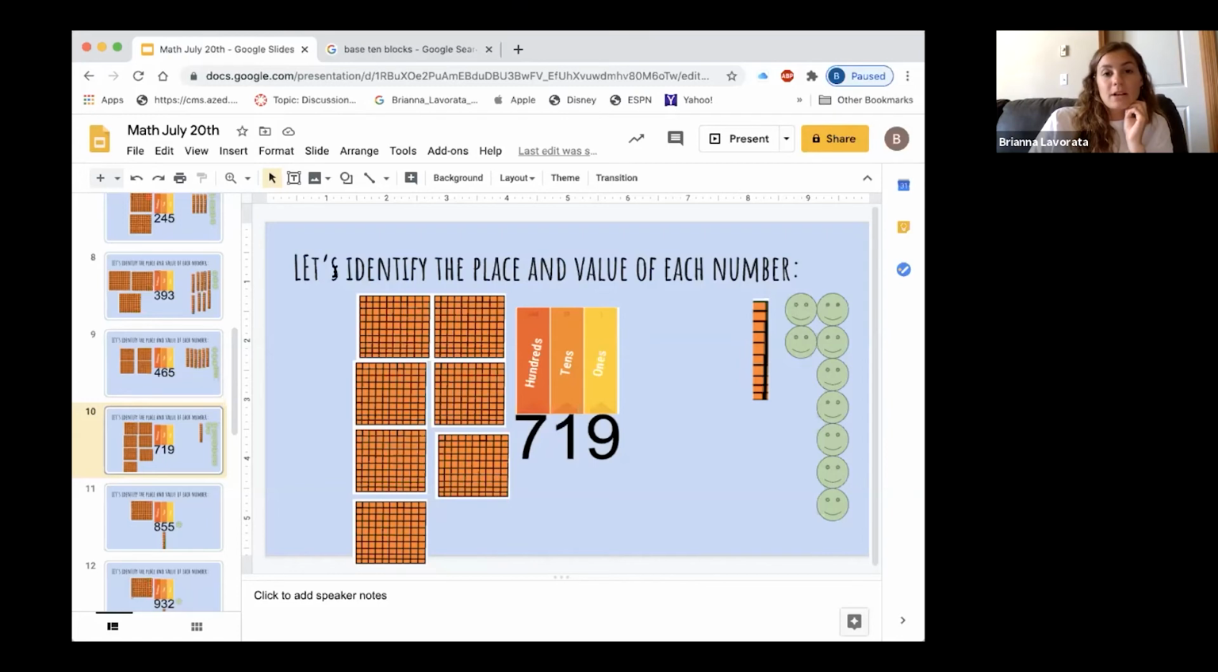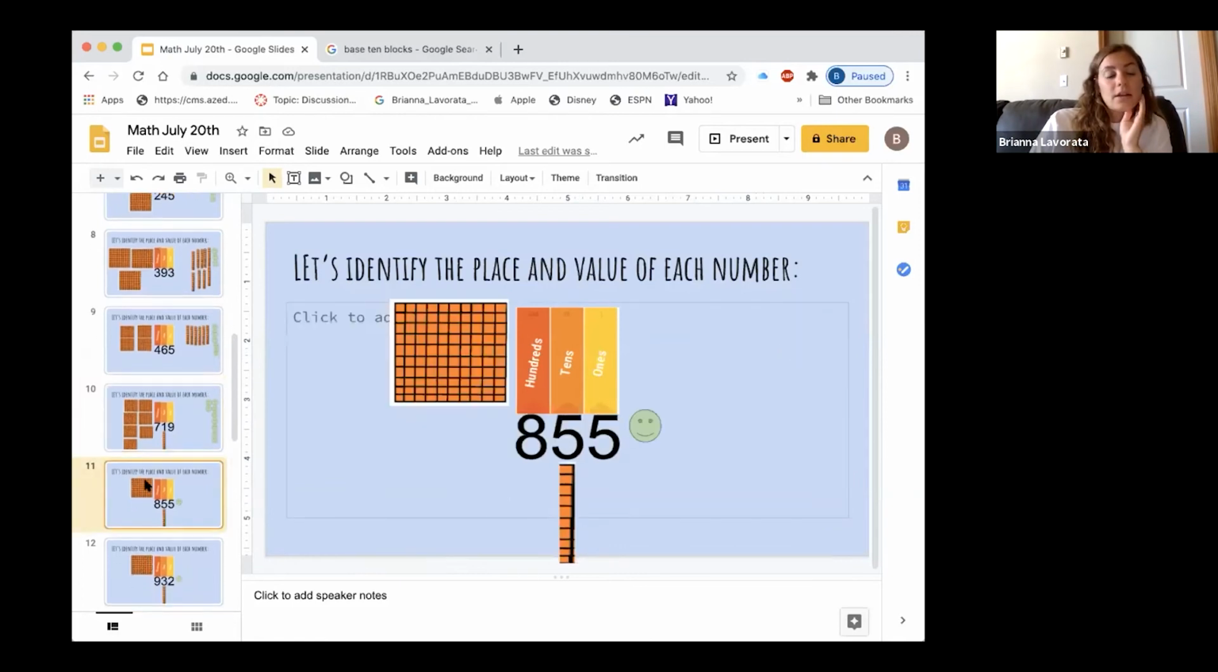So that means I must represent it by 7 of the squares that have 100 in each group. Do we have 1 10s? We sure do, right here. 1 group of 10s. And then do we have 9 1s? We do, right here. We have 9 groups of 1.